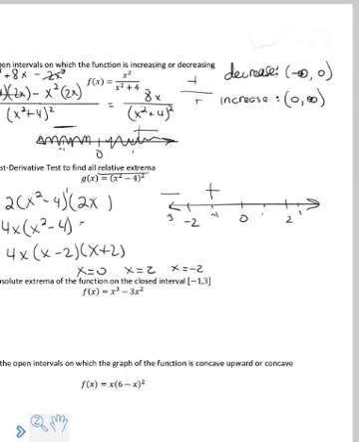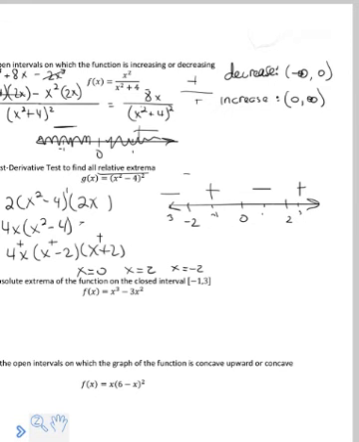Now if I test 1 as my test point, 4 times 1 is positive, 1 minus 2 is negative, and 1 plus 2 is positive. Multiplied all together results in a negative. And then testing 3 as a test point, 4 times 3 is positive, 3 minus 2 is positive, and 3 plus 2 is positive, which results in a positive. Now the plus minus plus indicates decreasing and increasing intervals of the function.